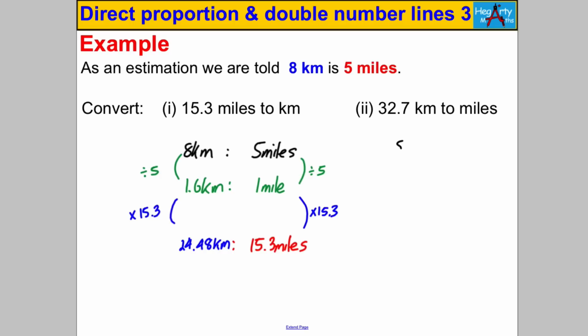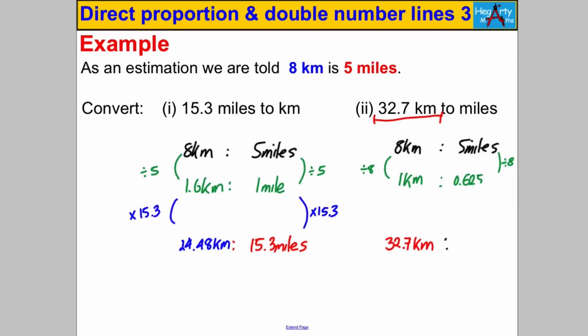Or we'll start off with the same method. Now we want to get ourselves to 32.7 kilometers. So this time I'm going to write 32.7 on the kilometers side of this ratio. It's not obvious how to scale up from 8 to that, so I'm going to do it in steps. I'm first going to work out what 1 kilometer is worth by dividing by 8, and I'll do that divided by 8, and I'll get myself 5 divided by 8 is equal to 0.625 miles.